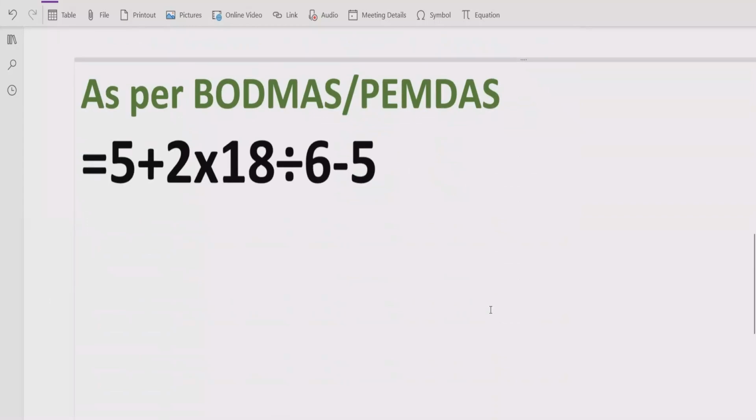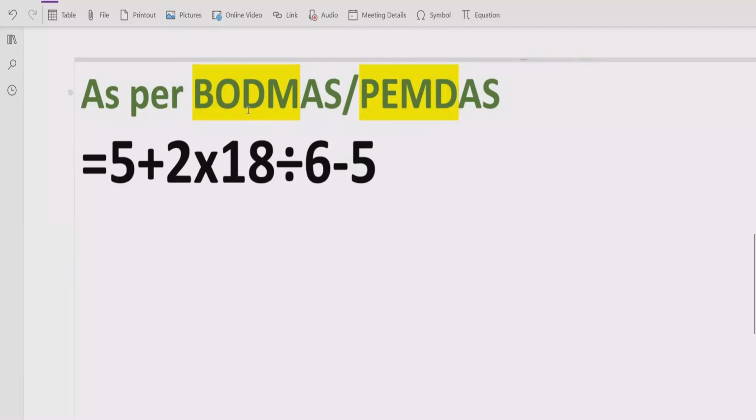According to the BODMAS and PEMDAS rule, you have to solve all brackets first in your expression. But in our expression, we do not have any bracket, so we can skip this step. Step number 2, you have to solve the exponent or power of any number. In our expression, we do not have any number which has a power, so we can skip this step. Now, step number 3, you have to solve division and multiplication.